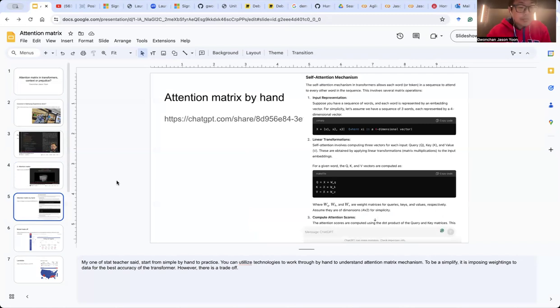One of my stat teachers said, start simple with hand practice. You can utilize technologies to work through it by hand to understand the attention metrics mechanism. To put it simply, it is imposing weighting on data for the best accuracy of the transformer. However, there's a trade-off.